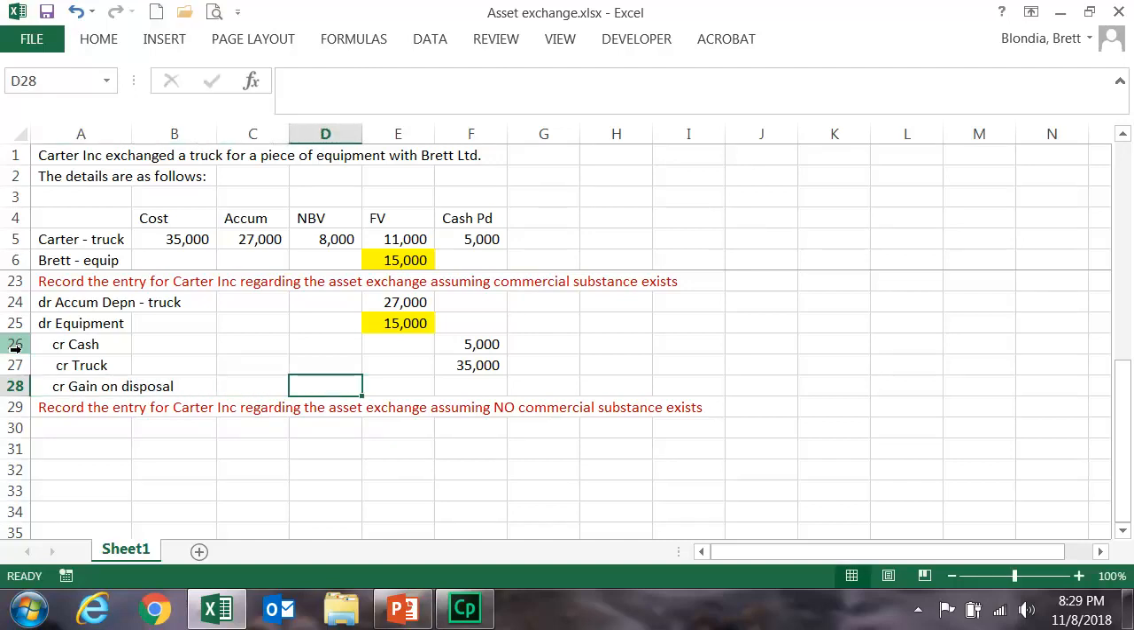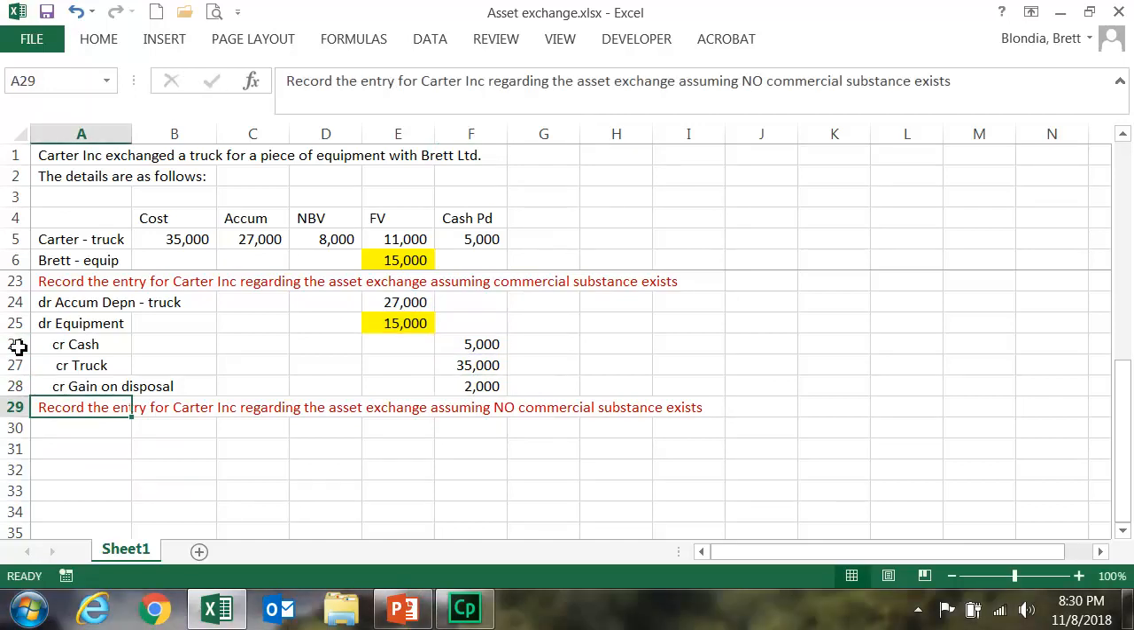Okay? And the difference is the $42,000 minus the $40,000. So there's your $2,000 gain on disposal. That's how you deal with fair value transactions with commercial substance. That's how you apply the fair value cap.